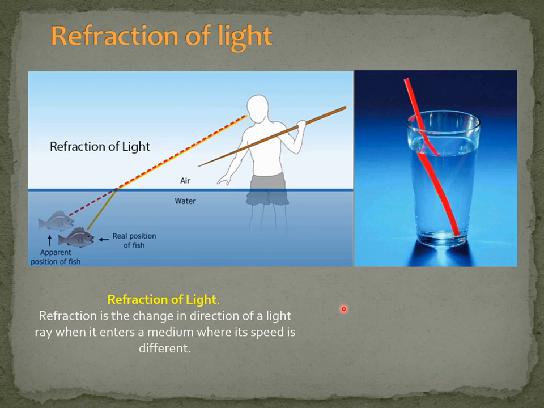This is a phenomenon that we observe every day, more often than we care to think. For example, if you look into a glass of water with a straw inside, it will look as if the straw is broken at the boundary, when in fact we all know that it's not true. So refraction happens only at the boundary.